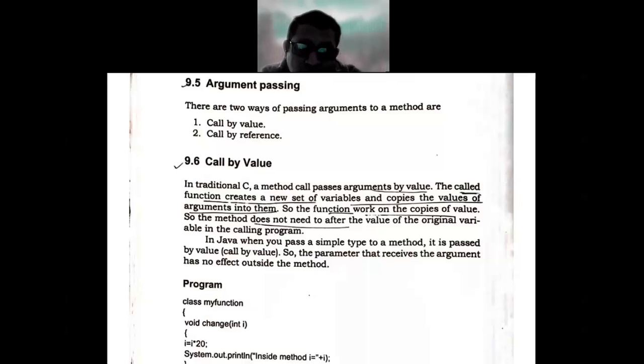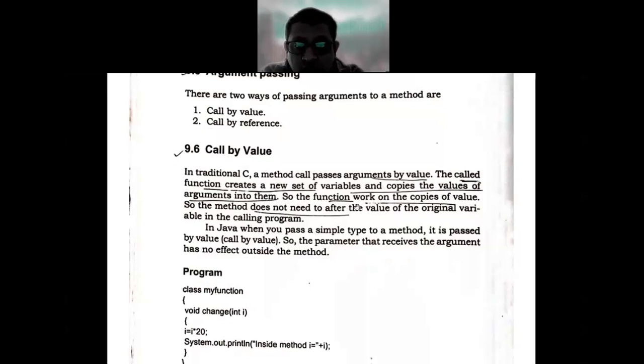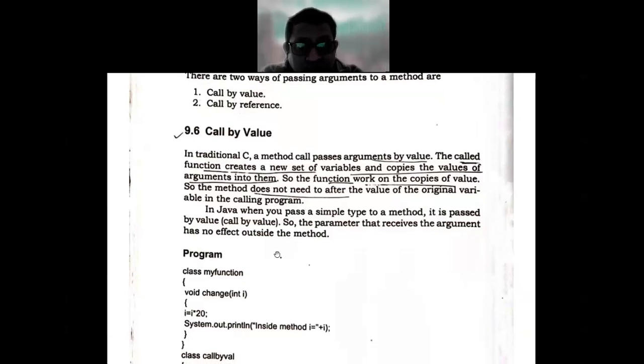Only the value will be passed, not the variable. Okay. So the function works on the copies of the value. So the method does not alter the value of the original variable in the calling program. So original value will not be changed. That is the pass by value. Okay, in Java, when you pass a simple type to a method, it is passed by value, that is called call by value. So the parameter that receives the argument has no effect outside the method.